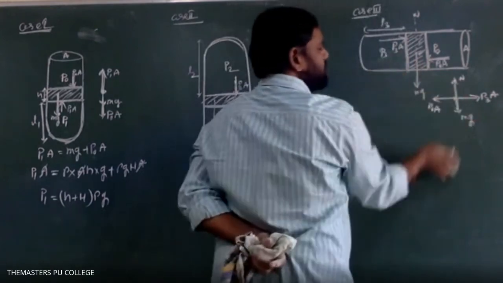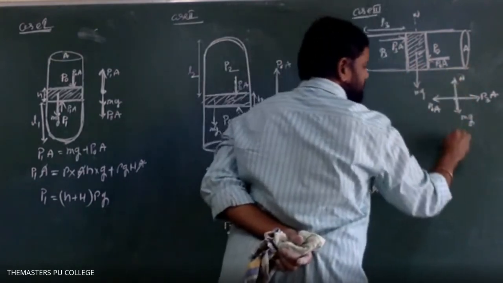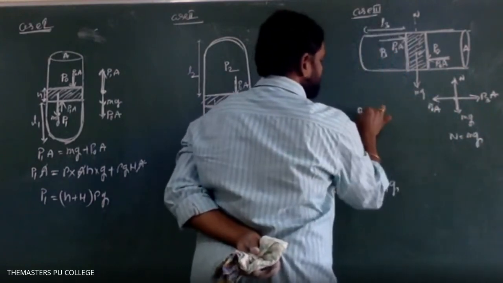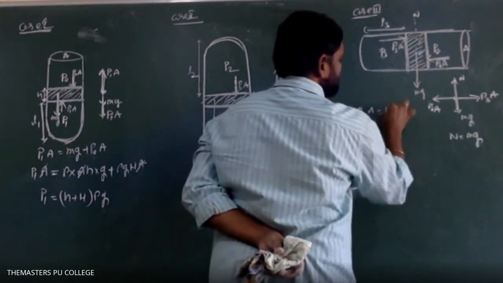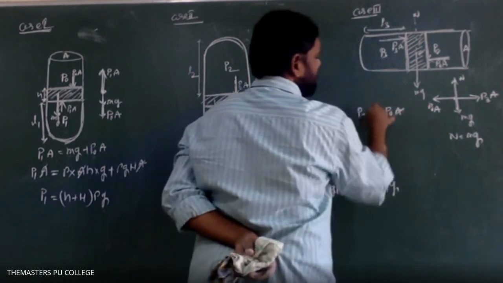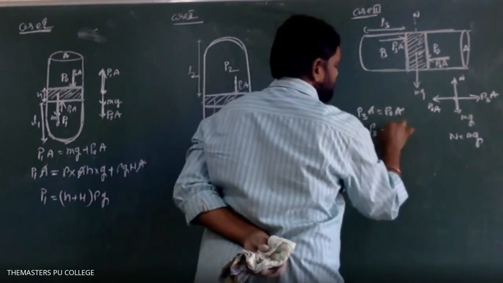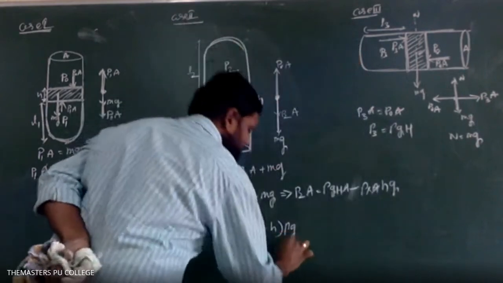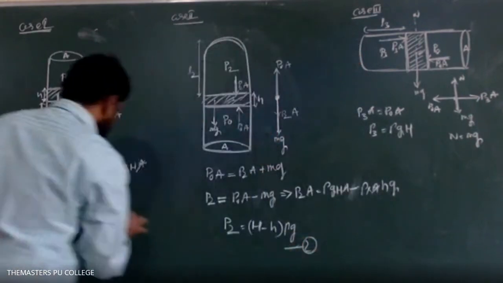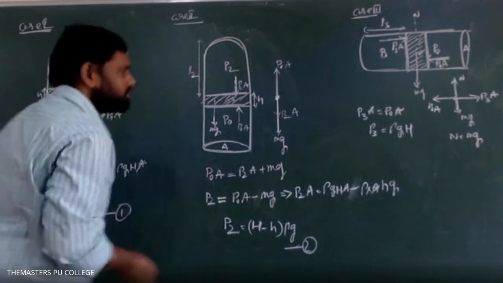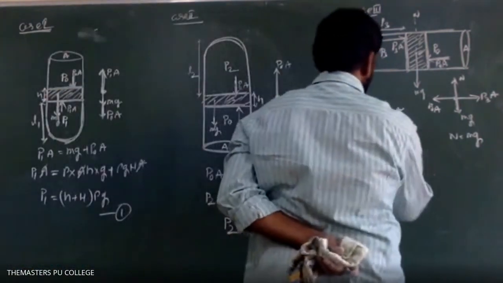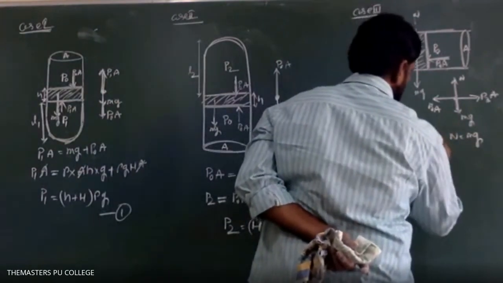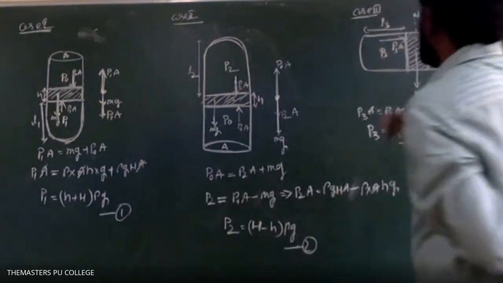So if it is not moving, N must be equal to mg, and P3A must be equal to P0A. A gets cancelled. Then P3 equals P naught. So that is our equation number 2. This is our equation number 1, and this is our equation number P3. This is about case 3.